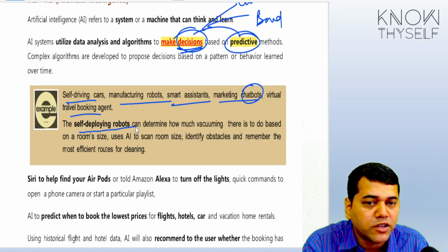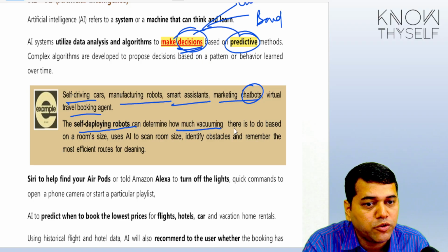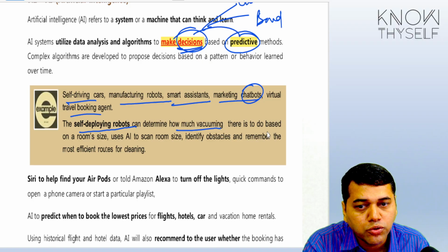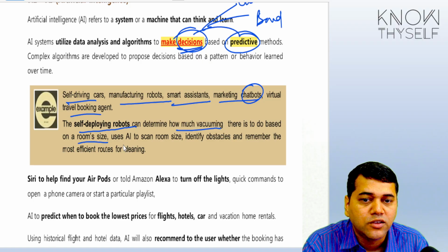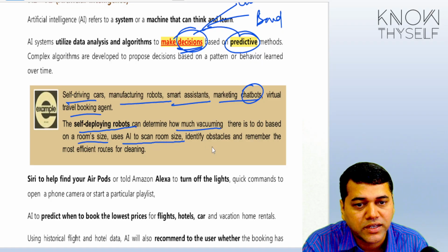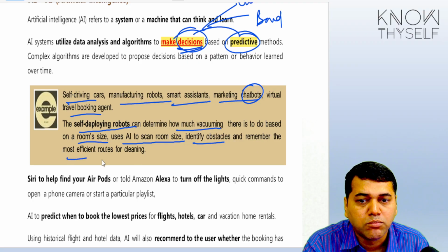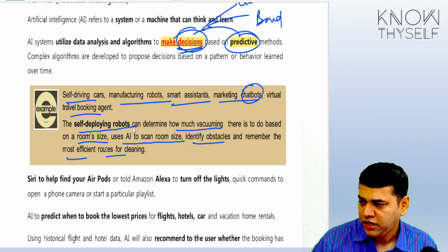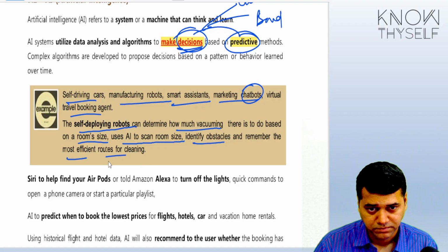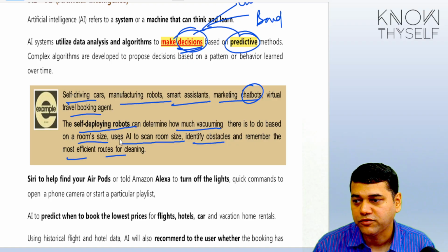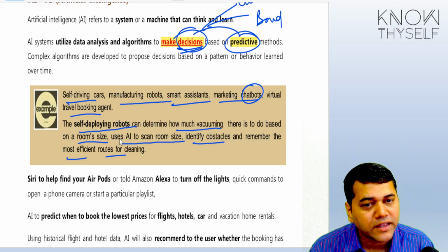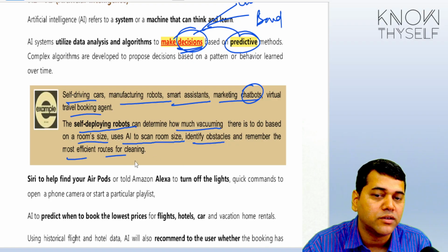The self-deploying robots can determine how much vacuuming there is to do based on the room size. It uses AI to scan the room size, identify obstacles, and remember the most efficient routes for cleaning. That means if you have a robotic cleaner, it can figure out the size of the room and where the obstacles are, and it can do the cleaning in the best way.